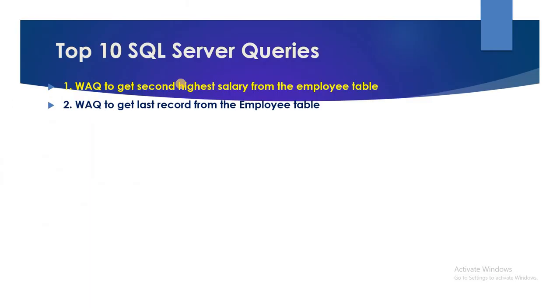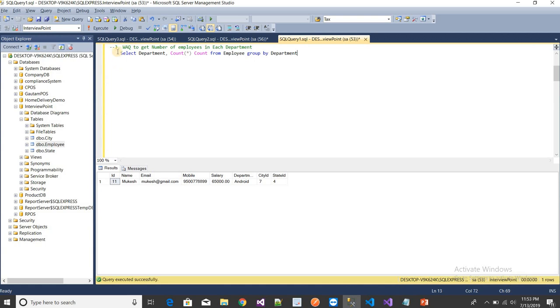Okay, so the third query will be: write a query to get the number of employees in each department. To get the count of employees in each department, I have a query: select department and count of asterisk as count.